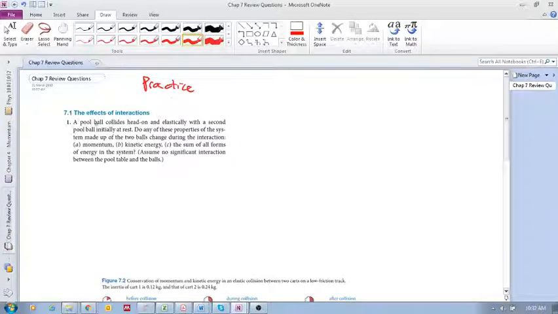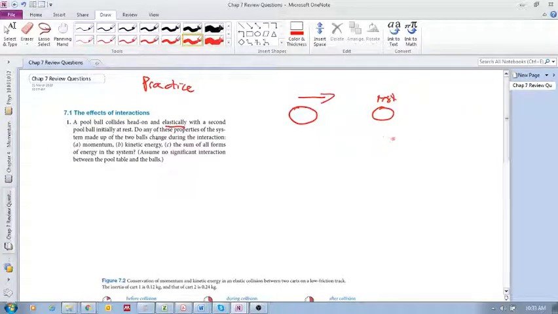Okay, so a pool ball collides head-on elastically with a second pool ball initially at rest. Do any of these properties of the system made up of the two balls change during the interaction? Okay, so we've got a pool ball, another pool ball, and this one is moving at some velocity. This one is at rest.